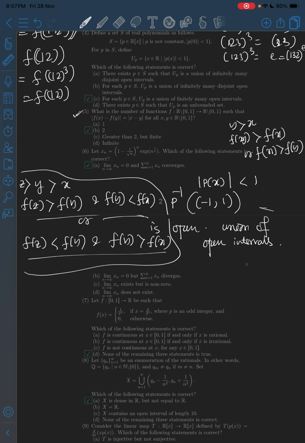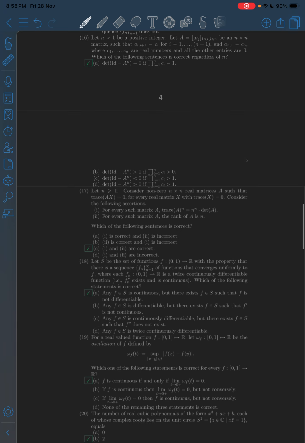Okay, now come to problem number 6. So problem number 6 is saying that x_n equal to (1 minus 1 over root n) to the power n times e to the power n to the power 1 by 4. Again, this thing you need to observe properly. Okay, so what is x_n?